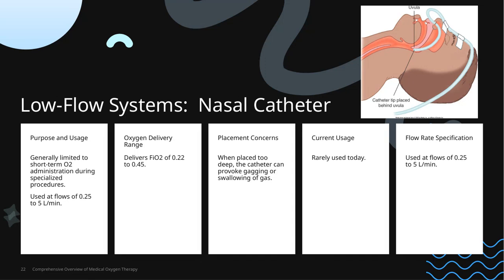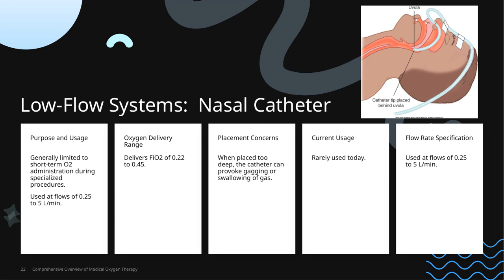Let's take a look at low-flow systems, starting with the nasal catheter. These systems are designed to deliver oxygen at relatively low flow rates, typically between 0.25 and 5 liters per minute. While they were once more common, you'll find that they're rarely used today, mainly because there are more advanced options available. One important aspect to keep in mind is placement.